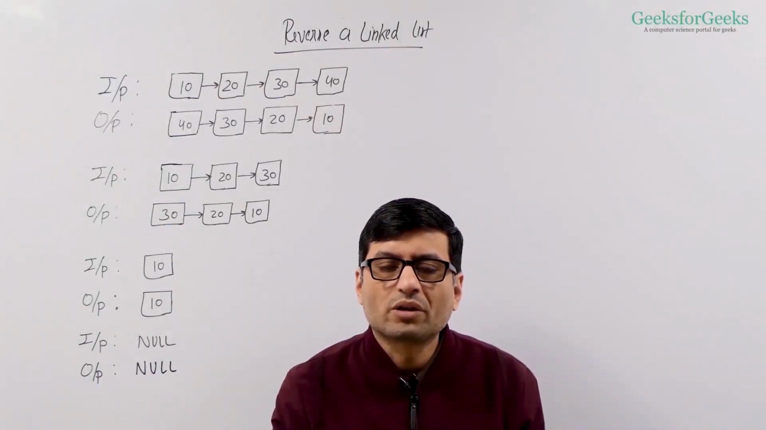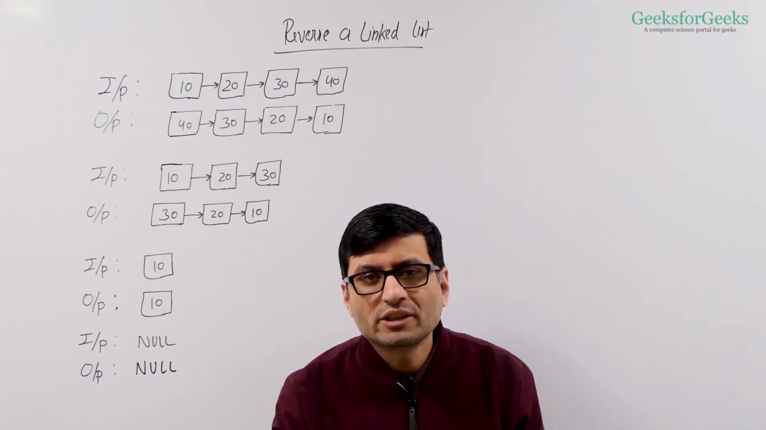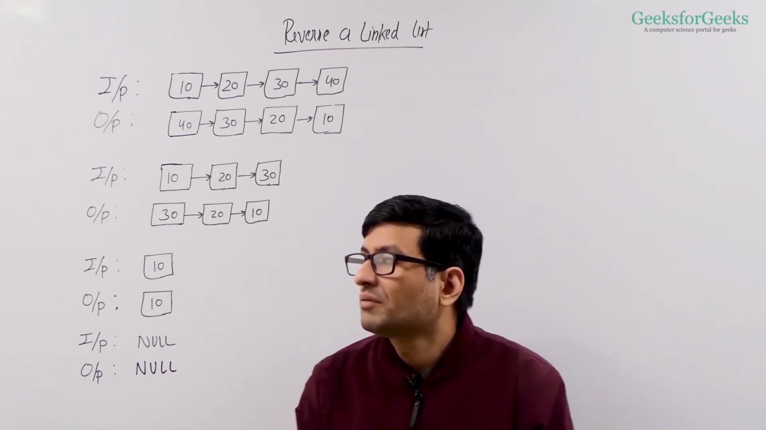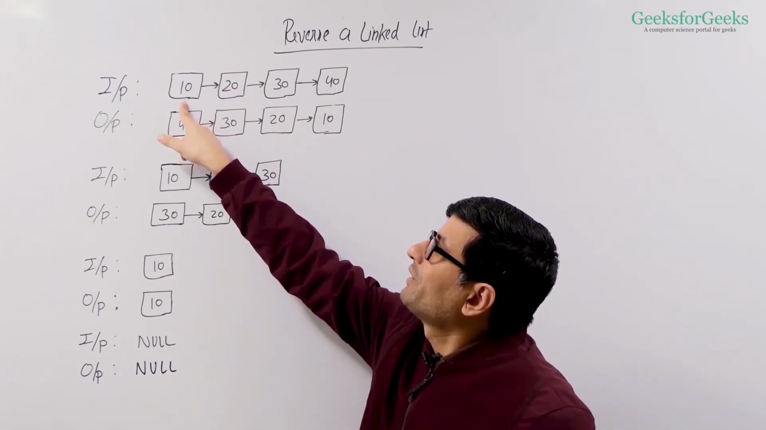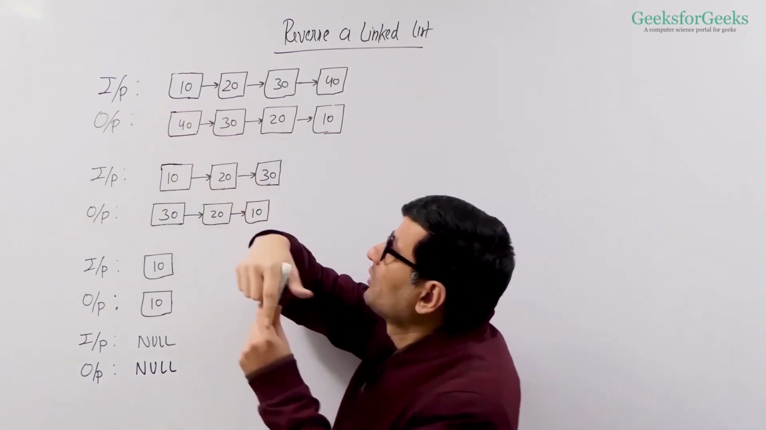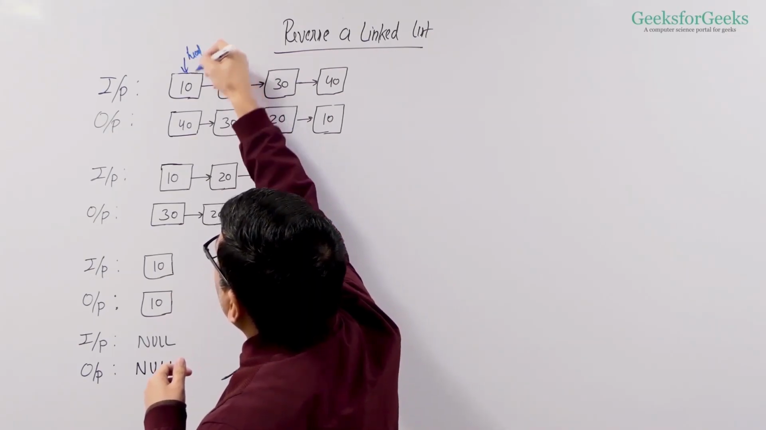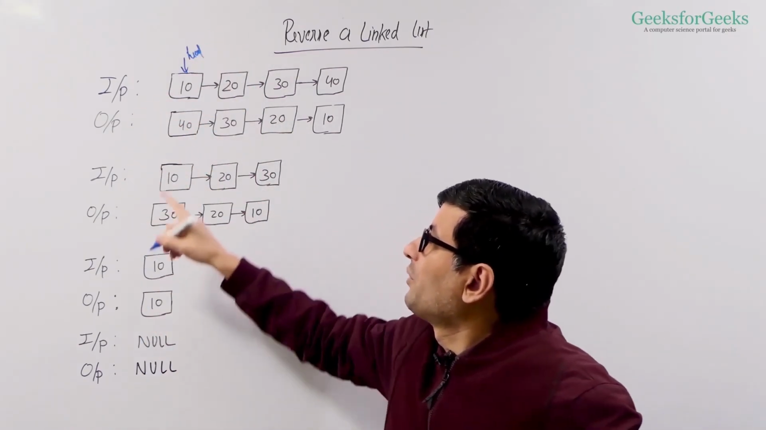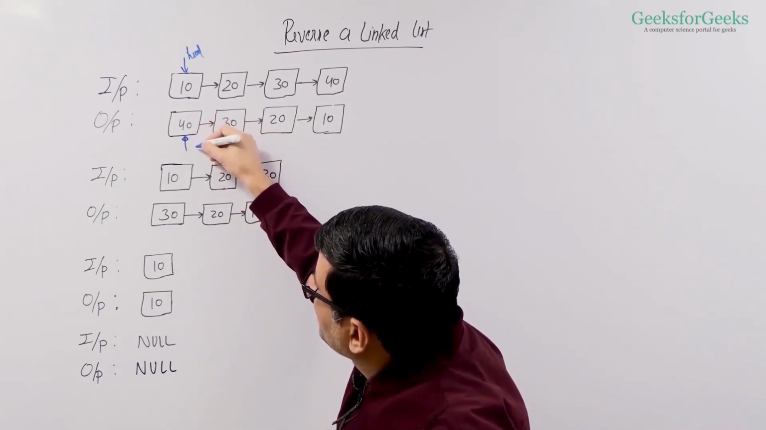Let us talk about reverse a linked list problem. We are given a linked list. We need to reverse it. For example, if we are given this linked list, we are basically given head of this linked list. This is our head, having a pointer or reference to this node. And once we reverse, this should become our new head. The 40 should become our new head.